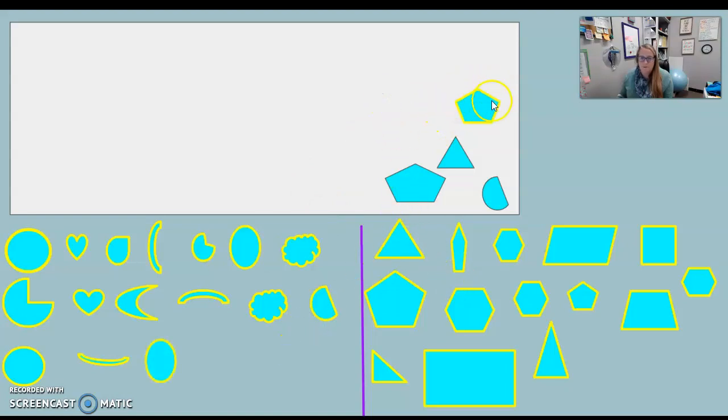Couple more. What about this 1, 2, 3, 4, 5-sided figure? What's this 5-sided figure called? That's right, it's called a pentagon. Is the pentagon going with the other pentagons or going over here? Hopefully you said it's going to side 2 with the other pentagons.